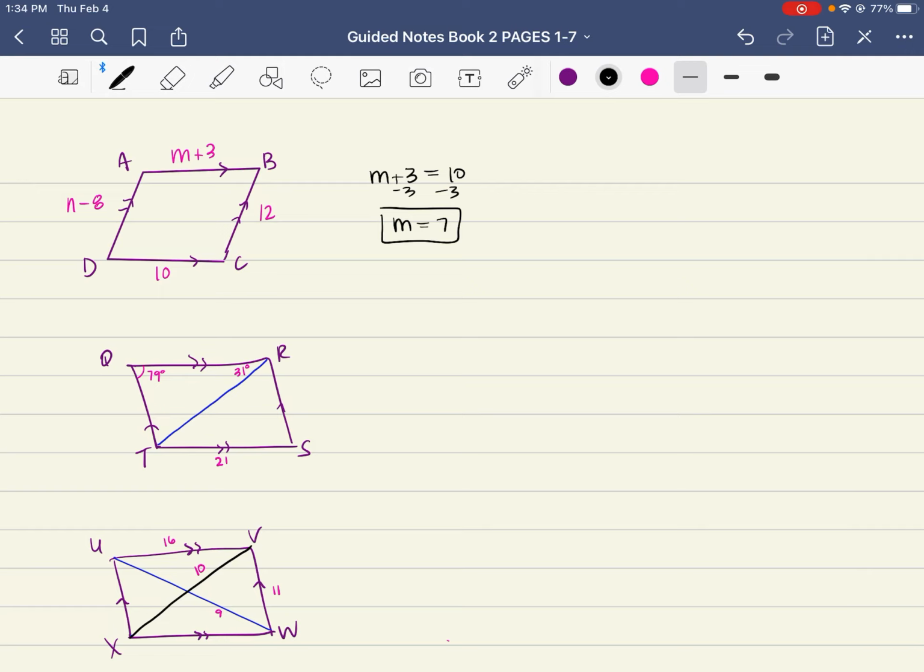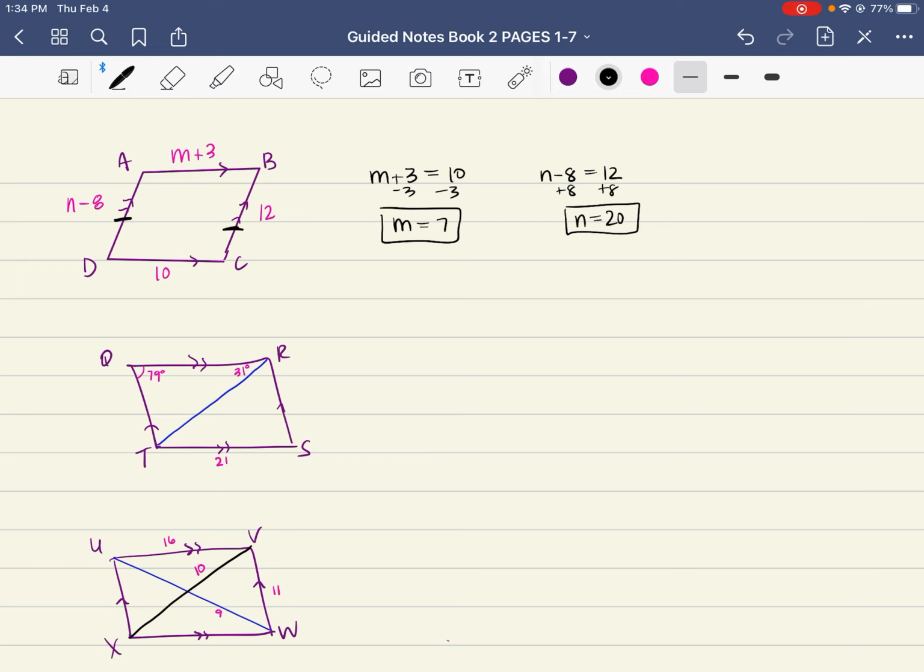Same thing here with my n minus 8 and my 12, I know those are the same. So n minus 8, I apologize, needs to equal 12, so we add 8, and n would be equal to 20. Okay, so those are side length properties.